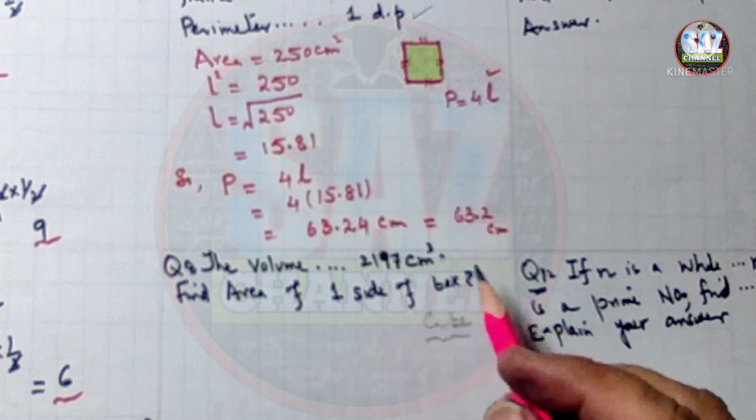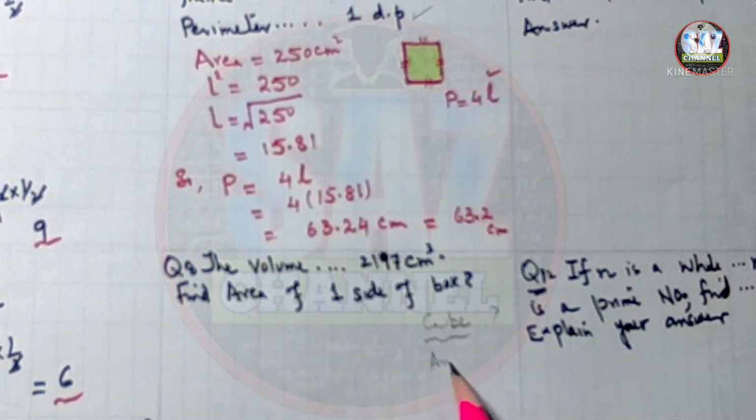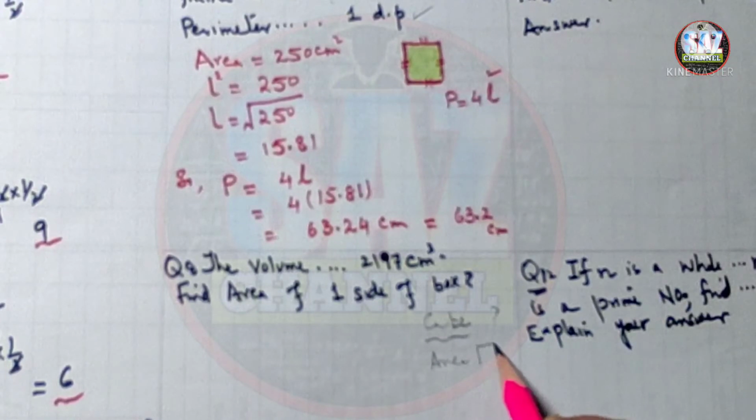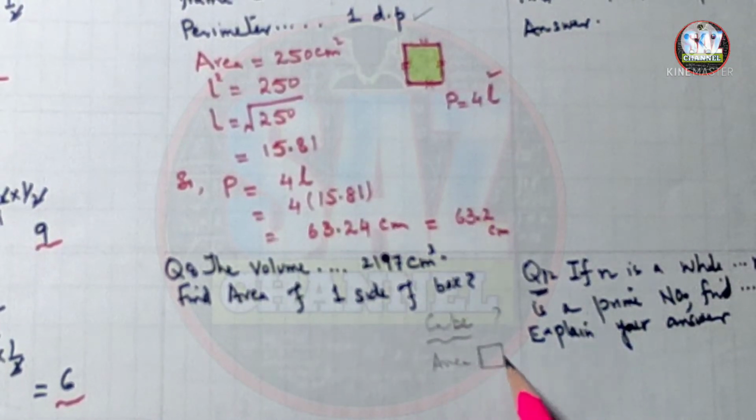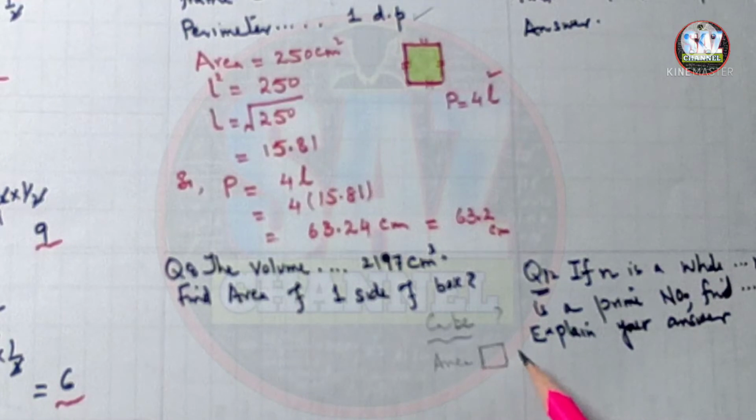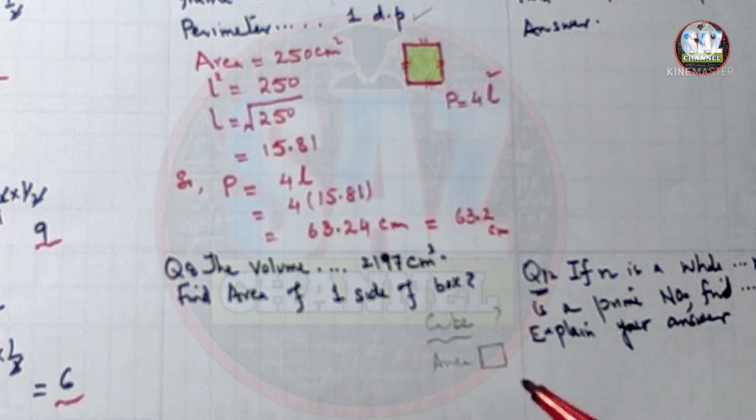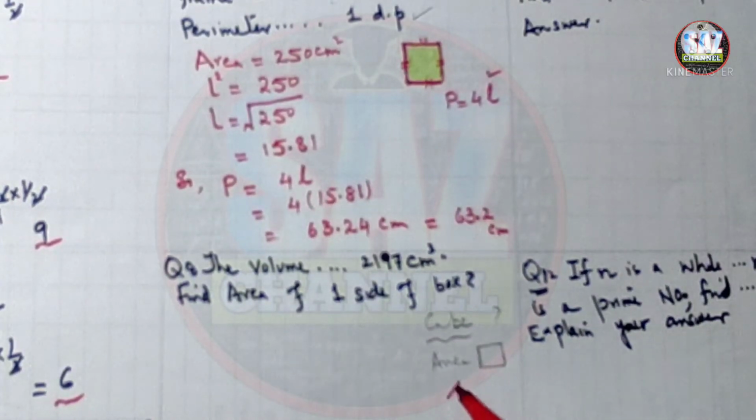Area of one side of the box, we have to find the area of one side, one face. Okay, so let's try to understand the question. 2197 is the answer for the volume of the cubical box. So what is the formula for the volume of a cube, and what shape is a cube? A cube is a six-face solid in which all faces are of equal length.